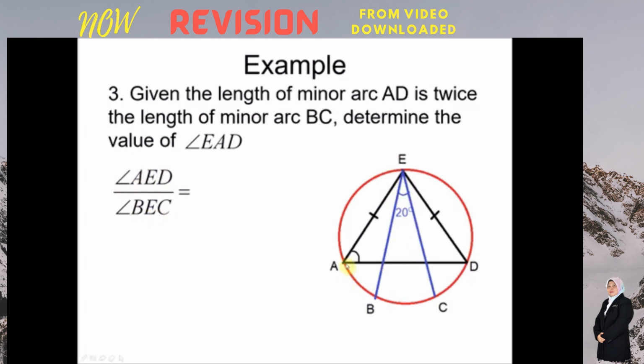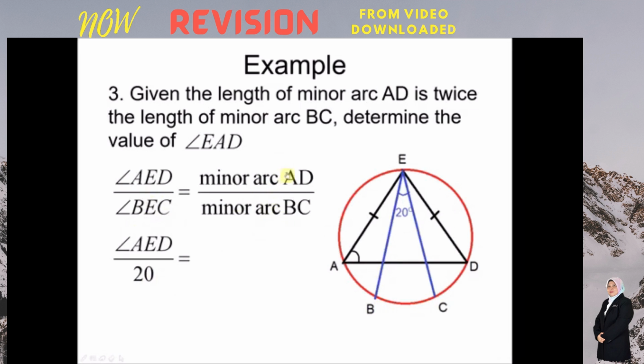AED divided by BEC is equal to the minor arc AD divided by the arc BC according to the properties. Okay, so the minor arc AD divided by the minor arc BC. Now we know BEC is 20, but this value is not given. But we know that AD is double the size of BC. So if BC is 1, AD will be 2, in terms of the ratio. So it will be 2 over 1, which is 2 actually.